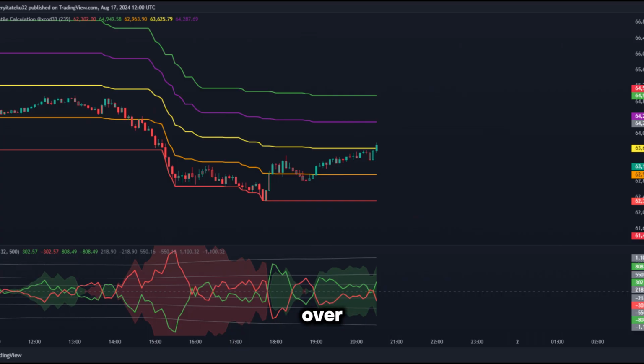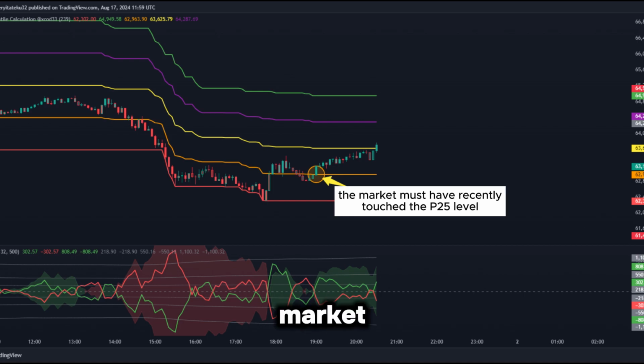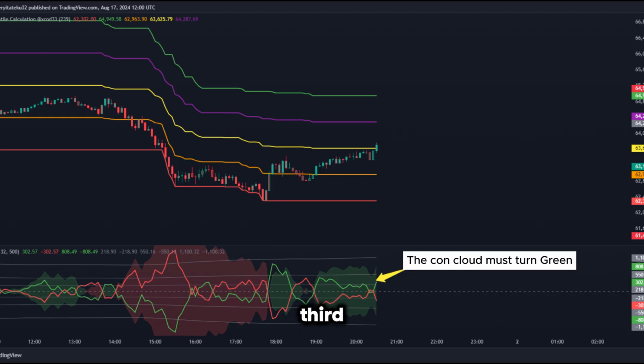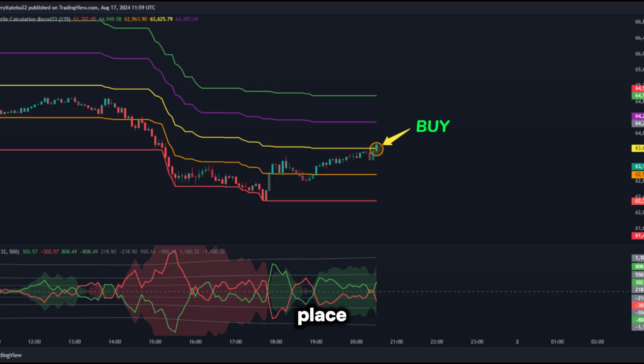Now let's go over the conditions for entering a long position. First, the market must have recently touched the P25 level of the percentile indicator. Second, the market should break above the P50 level of the percentile indicator. Third, the con cloud of the Expansion Contraction Indicator should turn green. When these conditions are met, we place a buy order.